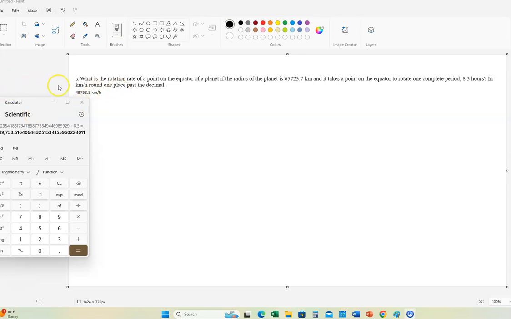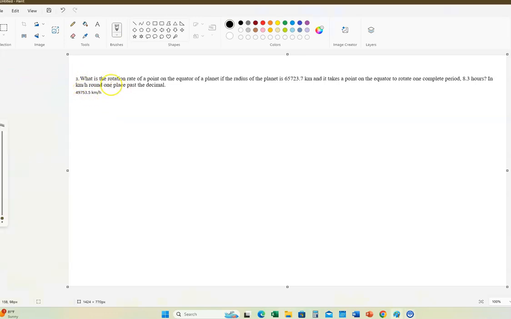Okay, so here's the next problem. Number three: What is the rotation rate of a point on the equator of a planet if the radius of the planet is 65,723.7 kilometers, and it takes a point on the equator to rotate one complete revolution in 8.3 hours? We want the answer in kilometers per hour, rounded to one place past the decimal.